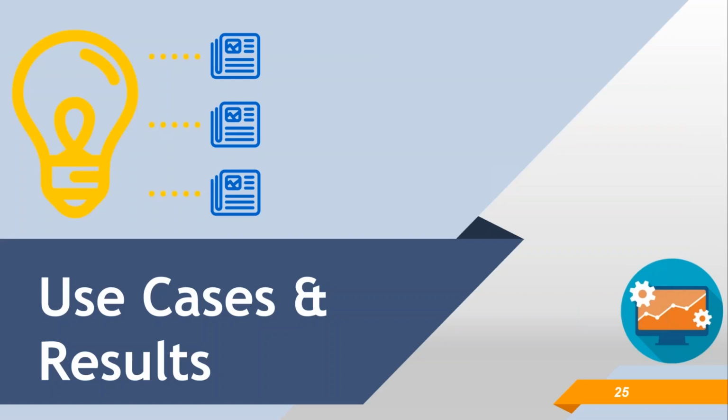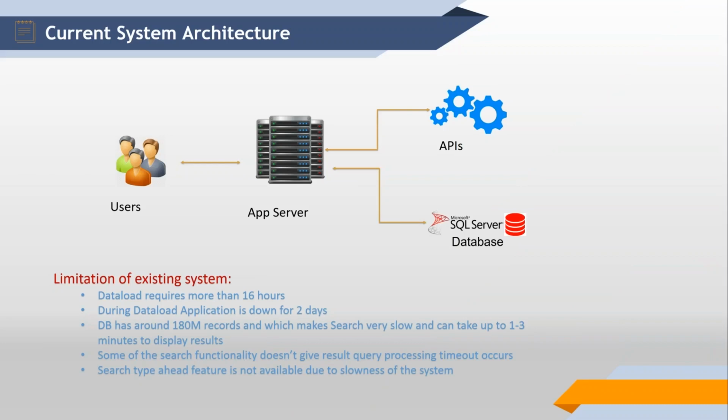So, some of the use cases and results. I will be showing you a recent project which we did for one of our clients, what results we got from it, and what the architecture was in the old system and the new system. This is a very basic overview of the architecture, where we have users, application server, APIs, and the database. We will focus more on the database because that's what this webinar is about.